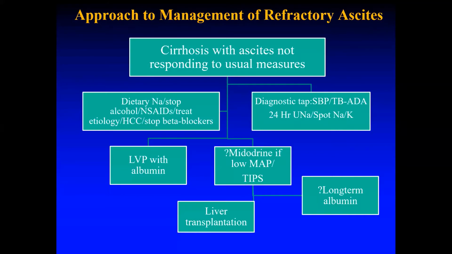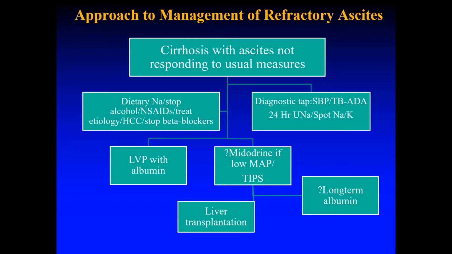Most of the time, these patients will have a low MAP. When you do a diagnostic tap, there will be SBP, and when you do the renal functions, you will get renal dysfunction. This is classical in these patients, so never forget to do a diagnostic tap. At the same time, many times we may get evidence of tuberculosis, so always send it for ADA estimation.